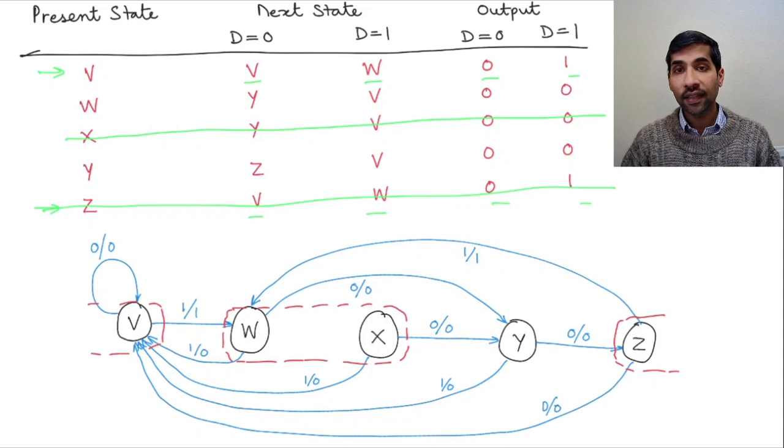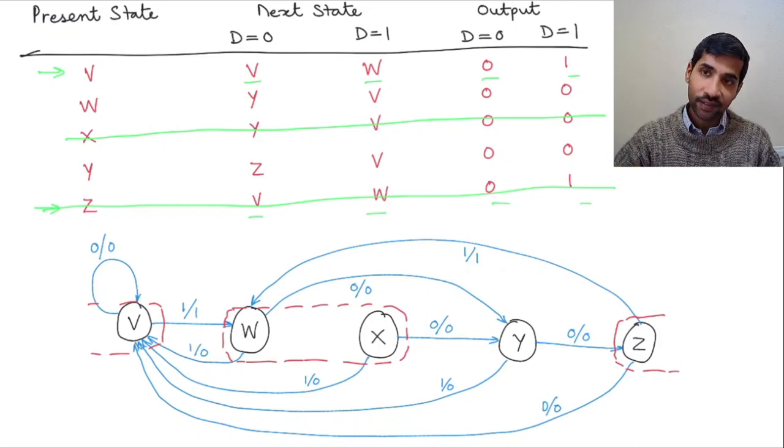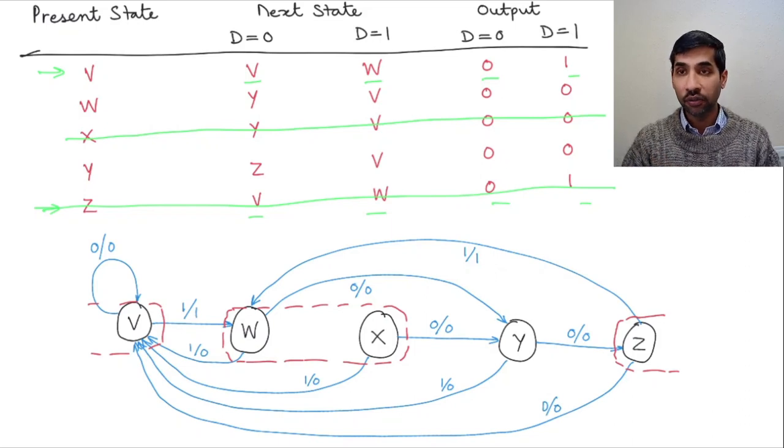So as an exercise, why don't you try to redraw the state diagram for this particular reduced state table. Write the state table and then draw the state diagram for the reduced sequential circuit that we are looking at here.